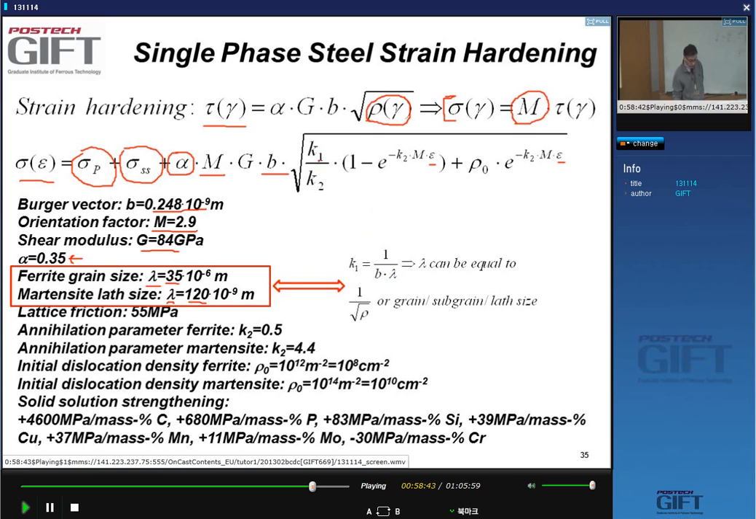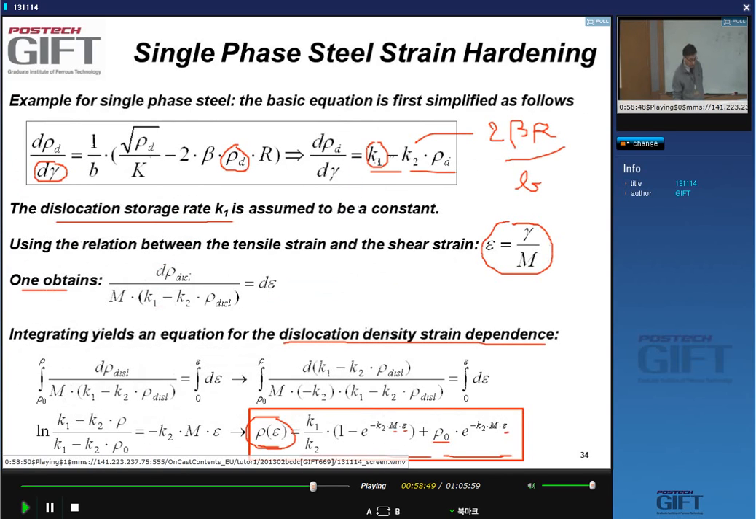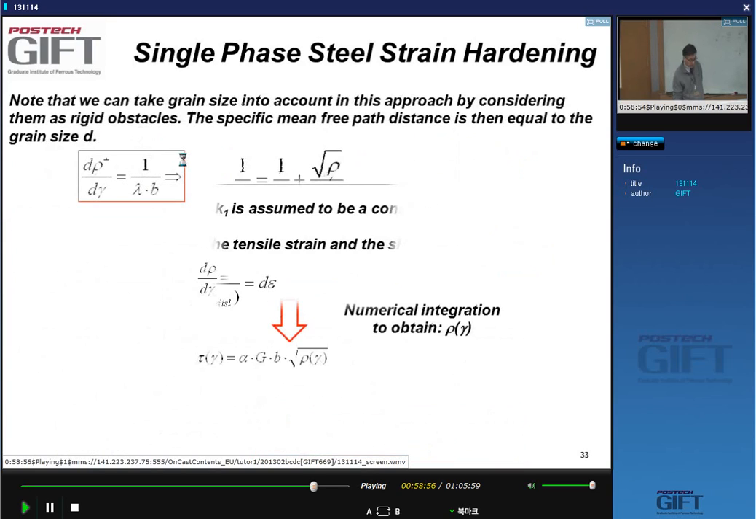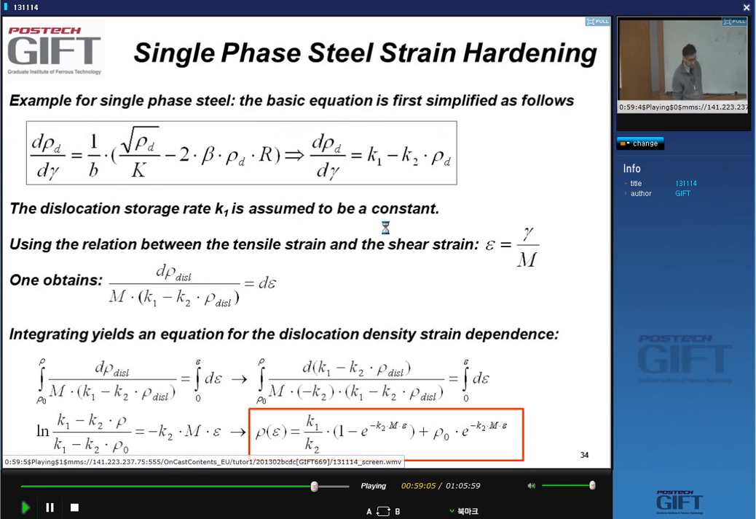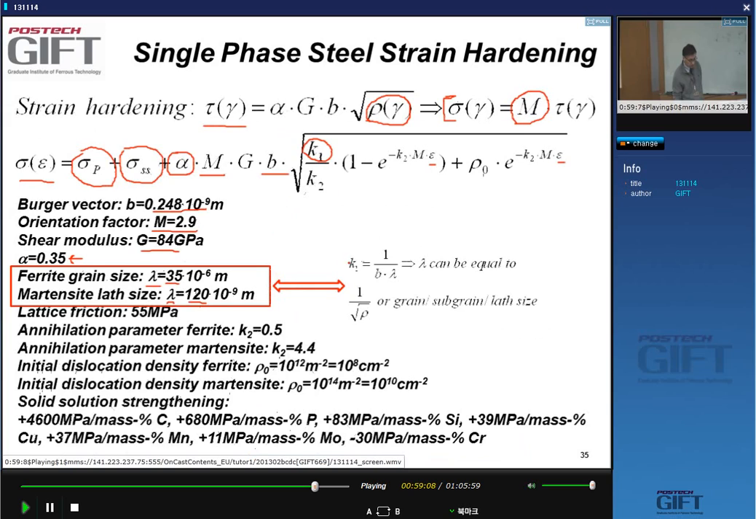So what we do here, remember, what was K1? K1 is this term here. And this comes from this term, right? And this term, we go back a little bit here. Here it is. That's the term, right? 1 over D plus square root rho over K. So that's the equation I'm using here. So K is equal to 1 over B times lambda, and lambda can be 1 over the square root of dislocation density, or the grains, subgrain, or lattice size, depending on the situation.